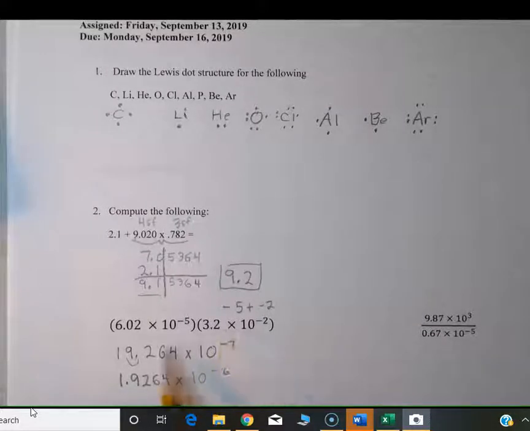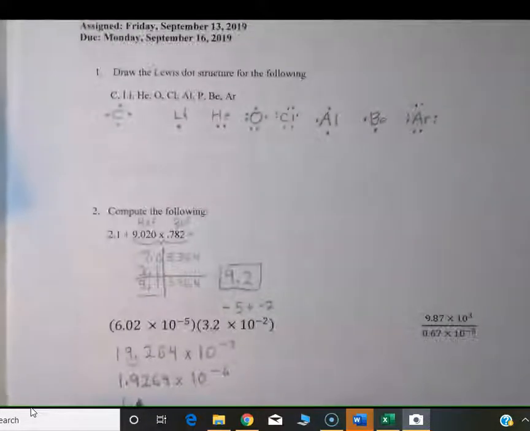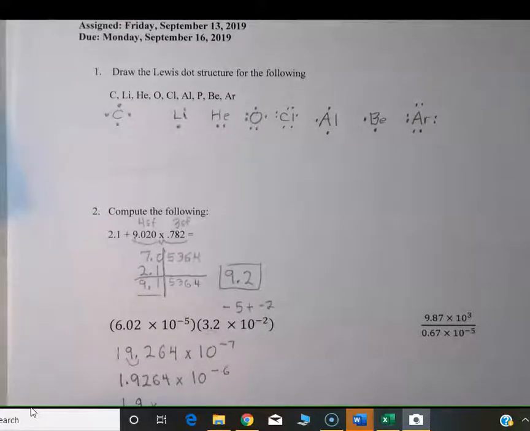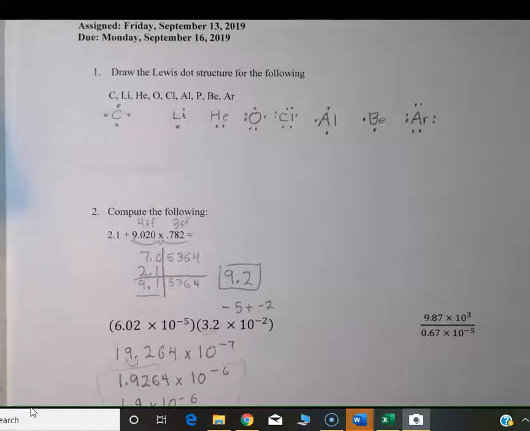And now if we're concerned about significant figures, there's only two significant figures in the 3.2, so we can make that 9.2 times 10 to the -6. So as far as I'm concerned, either of those answers is fine. Okay, we move over here to a division problem.